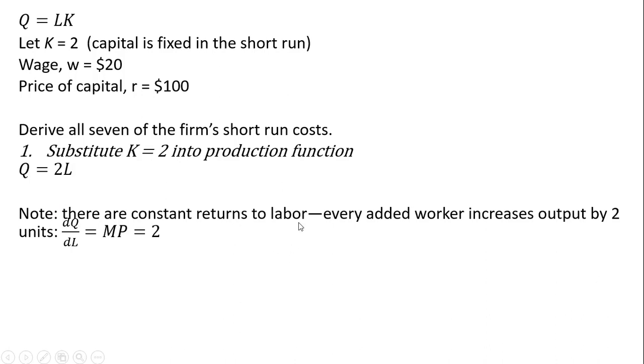Note there are constant returns to labor. Every added worker increases output by 2 units. If we were to take the derivative of this production function with respect to labor, you would get marginal product, and it would just be 2. Every worker hired adds 2 units of output. So the next step is to take our production function and solve it for L. So Q equals 2L. We're going to solve that for L, and L equals Q divided by 2.